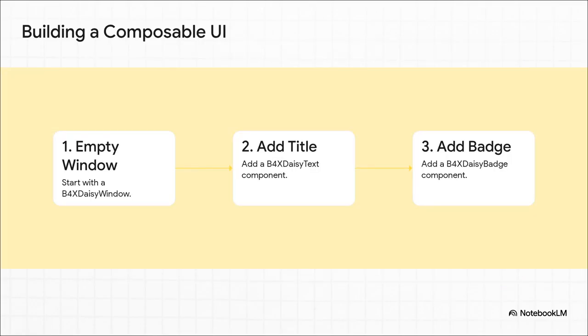And this brings us to a really important concept, composability. That just means the content panel is literally designed to hold anything else. So you can start with an empty window, then drop in other components, like a text label for a title, a badge for some info. It's honestly like building with UI Legos.